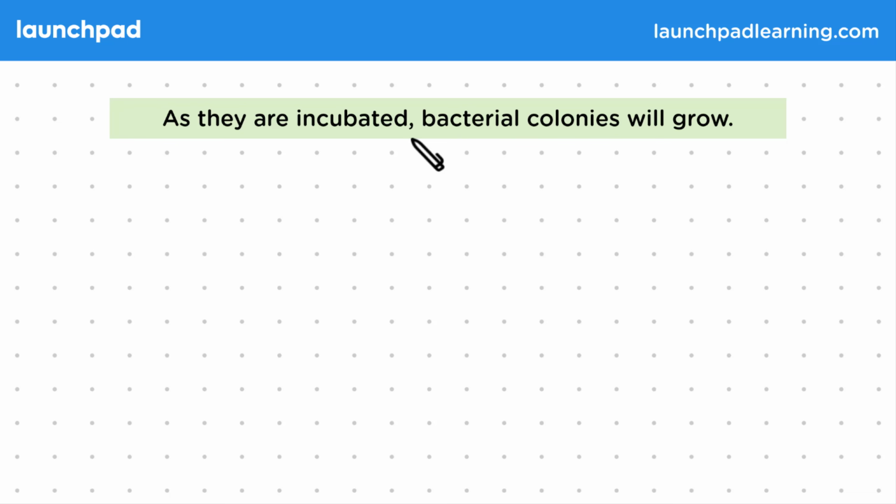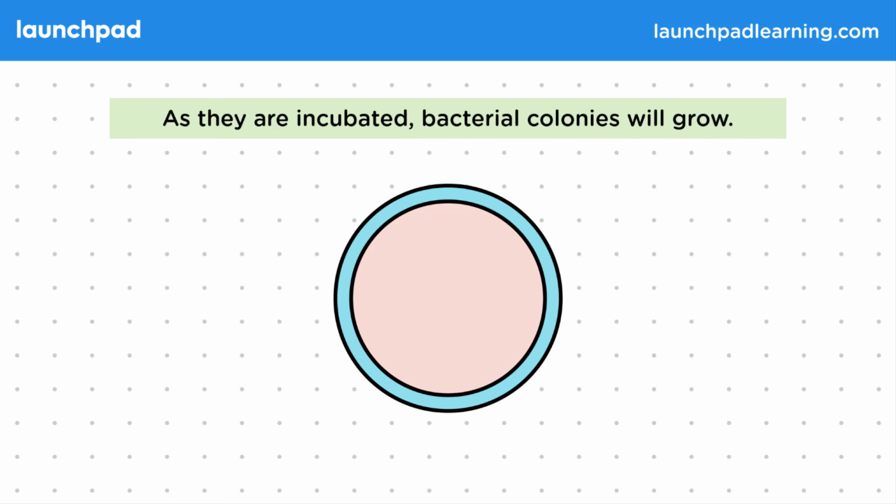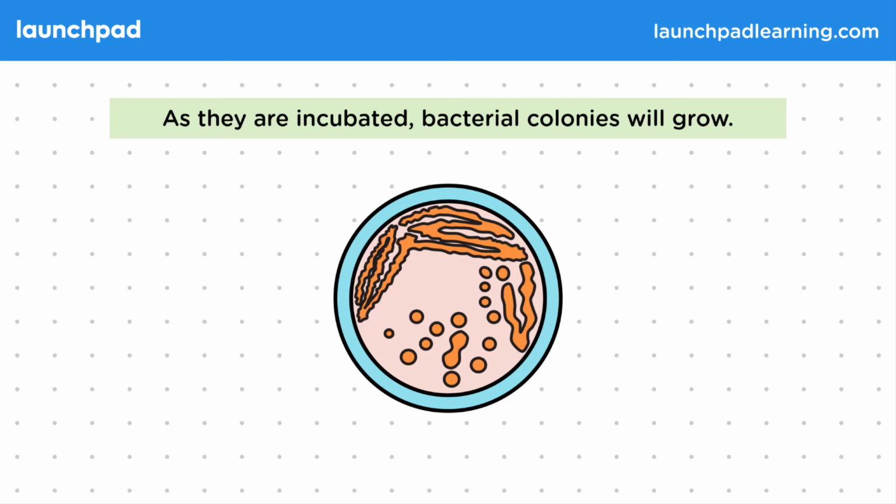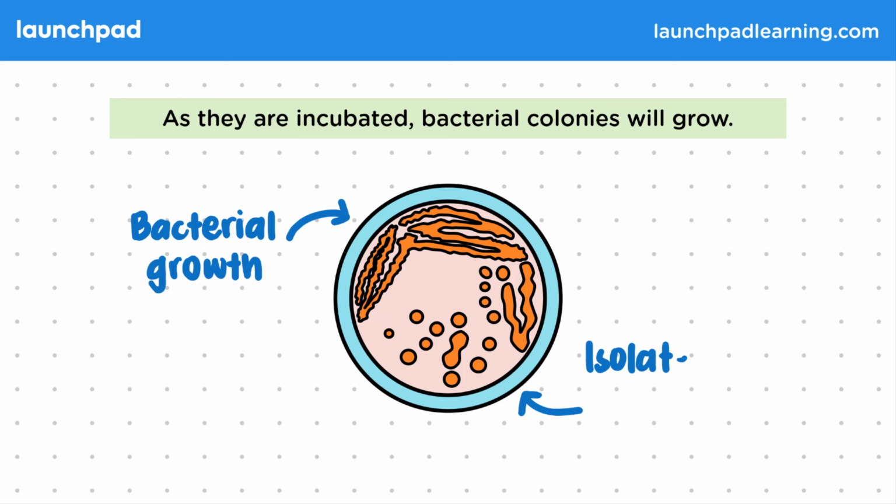As they are incubated, bacterial colonies will grow. The growth patterns that we'll see should look roughly like this. You can see how the bacterial growth has followed the pattern of our streaking. Thanks to the dilution that our streaking method achieved, we can see isolated colonies.